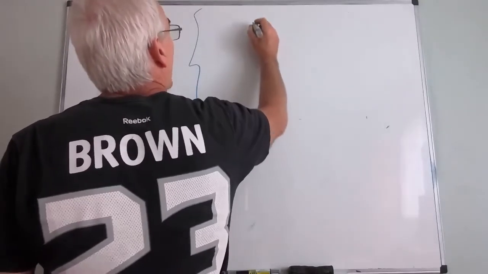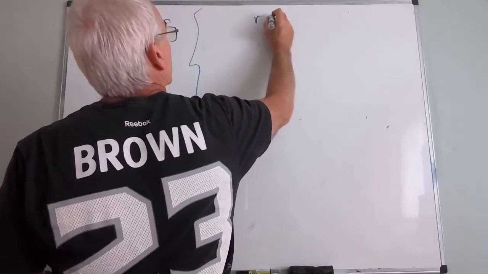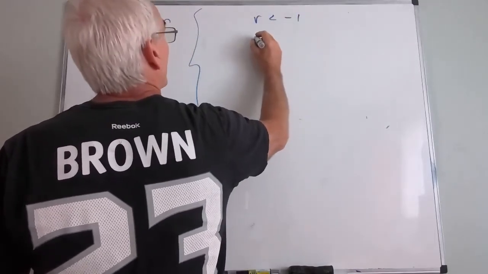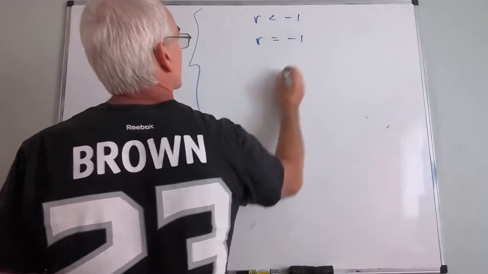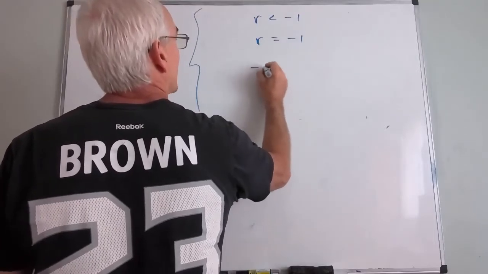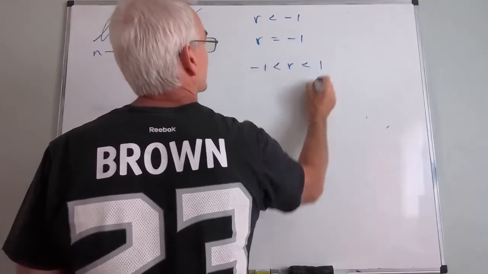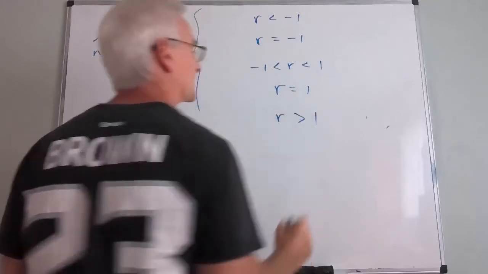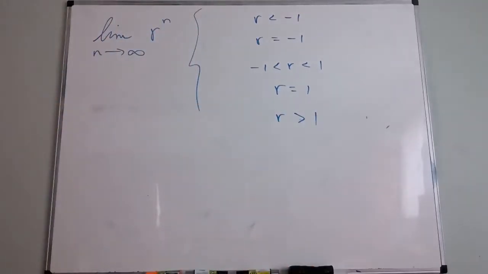Okay, I have R is less than -1. I have R equals -1. I have -1 is less than R is less than 1. I have R equals 1. I have R is greater than 1. This is actually the easiest breakdown of all.